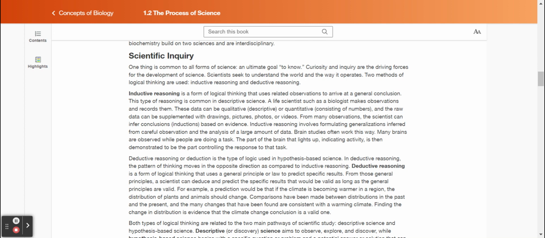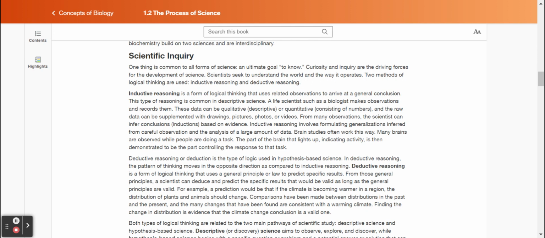Inductive reasoning is a form of logical thinking that uses related observations to arrive at a general conclusion. This type of reasoning is common in descriptive science. A life scientist, such as a biologist, makes observations and records them. These data can be qualitative, descriptive, or quantitative, consisting of numbers, and the raw data can be supplemented with drawings, pictures, photos, or videos. From many observations, the scientist can infer conclusions, inductions, based on evidence.